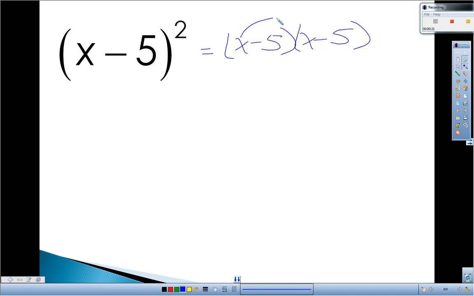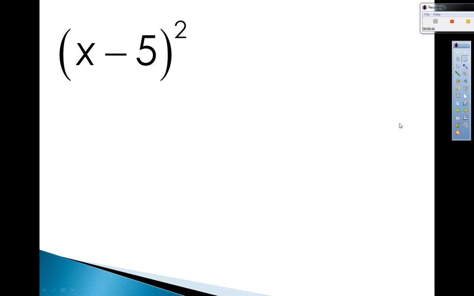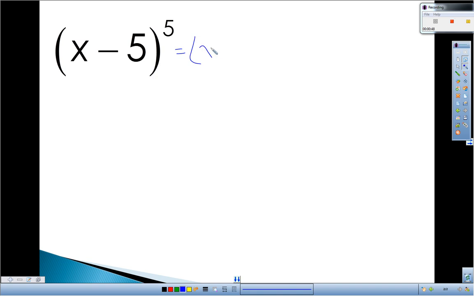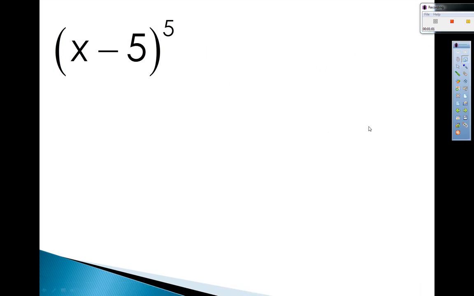And then you would just simply FOIL this out and get x² - 5x - 5x + 25. Add your like terms, you get x² - 10x + 25. Not that challenging. However, what if I ask you to do (x - 5) to the 5th? Well, if you expanded this binomial, it would take a pretty lengthy time to multiply that all out, which is why we have something called the binomial theorem.